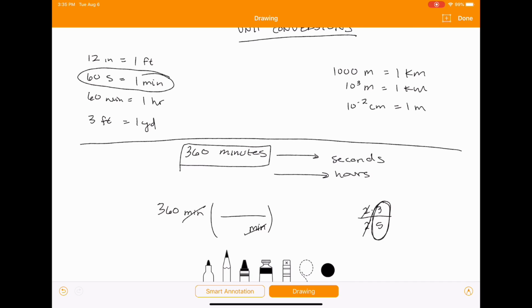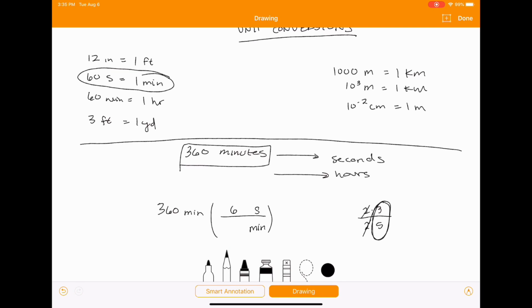So we want to create the same thing when we're multiplying for our unit conversions. So things on opposite sides of your fraction are going to cancel out. So since we've got minutes on the top here, we want to put minutes in the bottom here, which then leaves us with seconds.